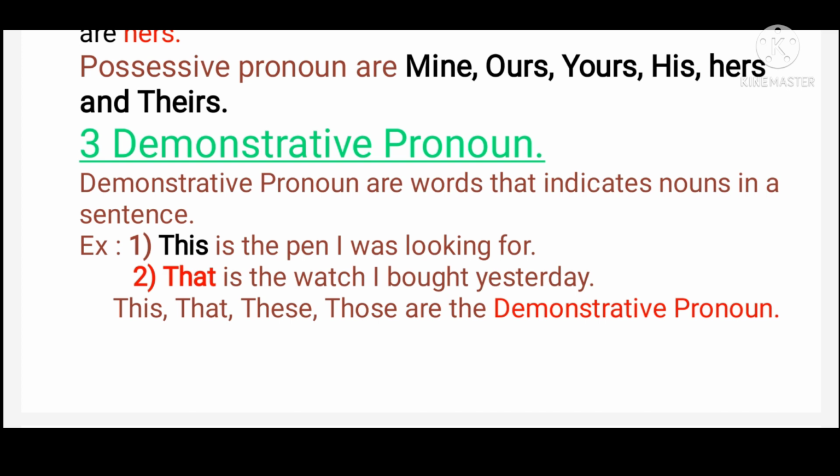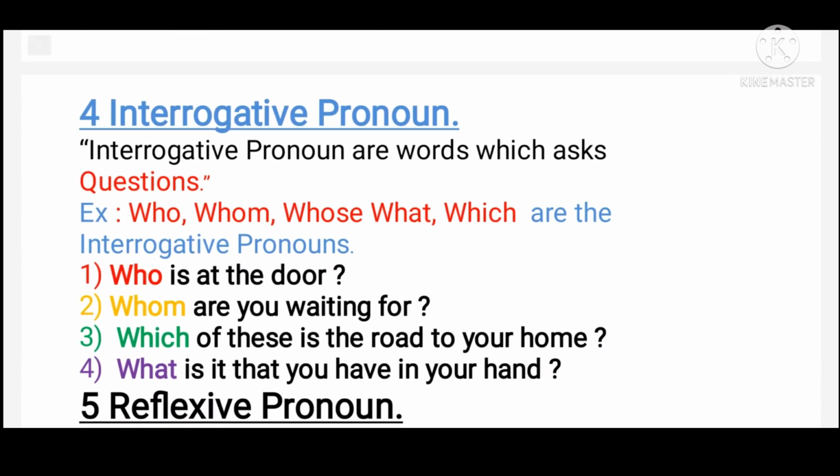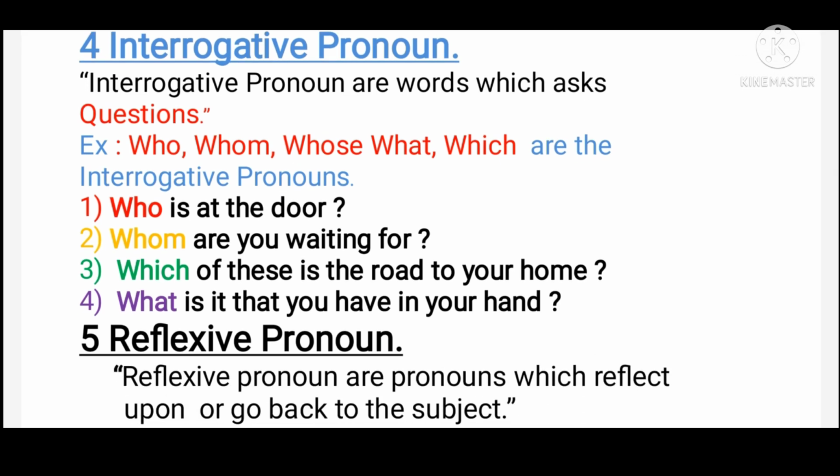So dear friends, let us talk about the next type of pronoun, that is interrogative pronoun. Interrogative pronouns are words which ask questions. Let us see how. For example, the interrogative pronouns are who, whom, whose, what, which. These are known as interrogative pronouns.